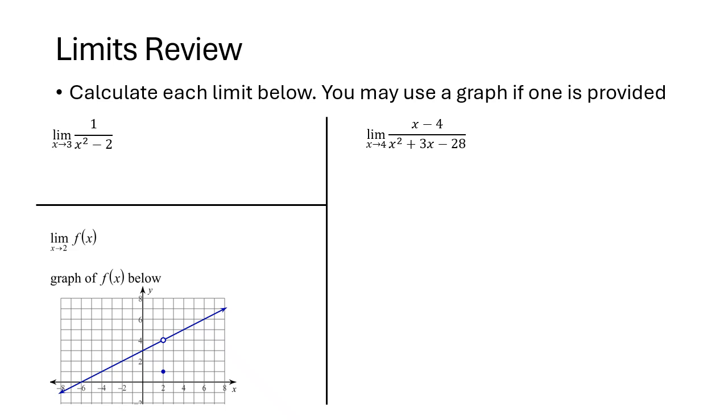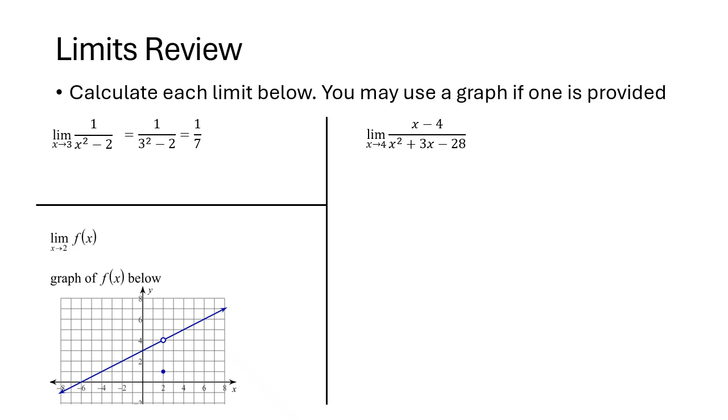So for the first problem, the limit as x approaches 3 of 1 over x squared minus 2, the first step for a limit is usually just to try substituting the number. So if we substitute, we get 1 over 3 squared minus 2. So 3 squared minus 2 is 7, so that's 1/7, and we can leave that as an answer. You could write that as a decimal, however, you don't have to.